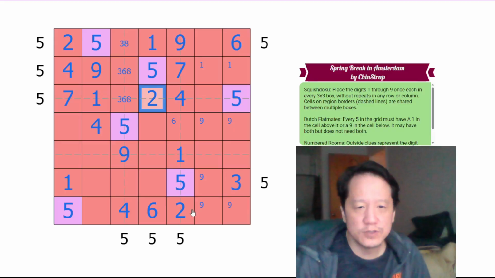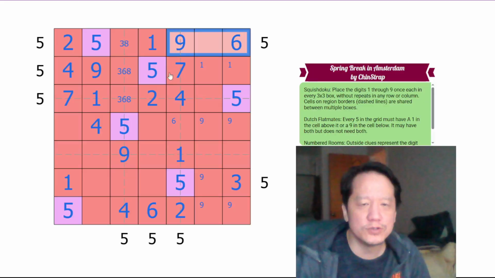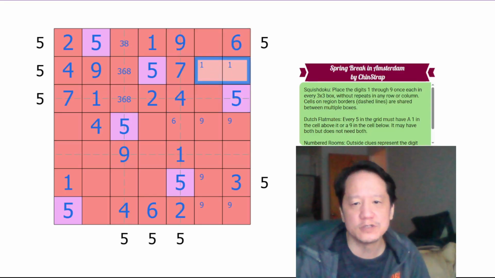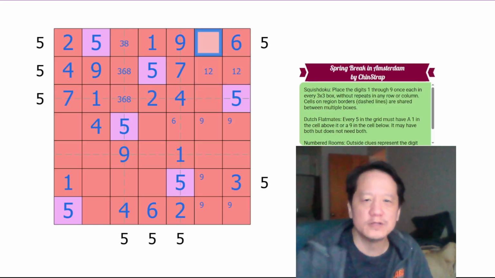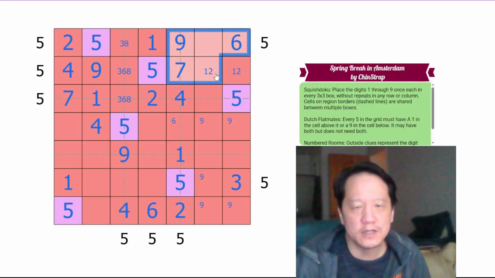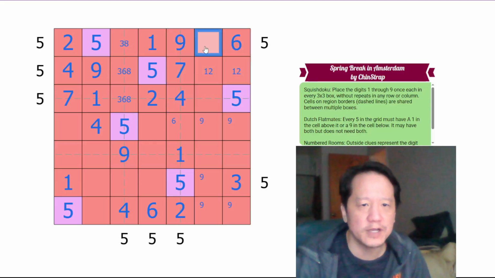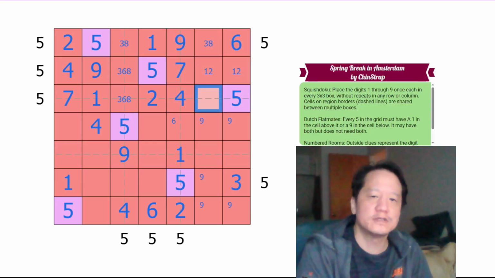So we have a 2 here, a 2 here. We need a 2 in this upper right-hand box. 2 cannot be here, 2 cannot be here. So 2 must be one of these two digits. So this is a 1-2 pair here. That means the remaining digits in this upper right-hand box are 3 and 8. So this is 3 or 8. This is 3 or 8.